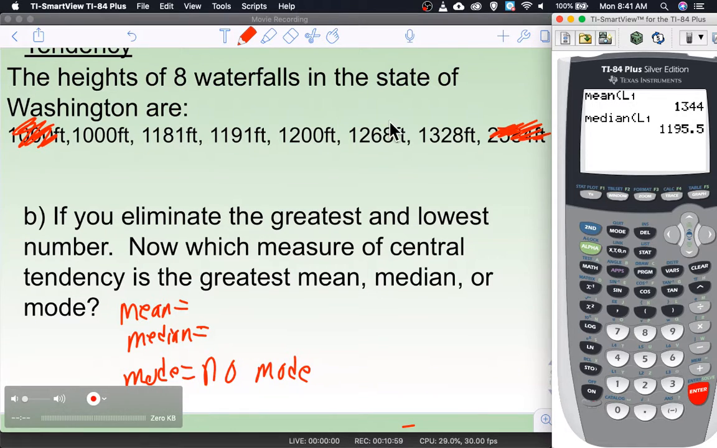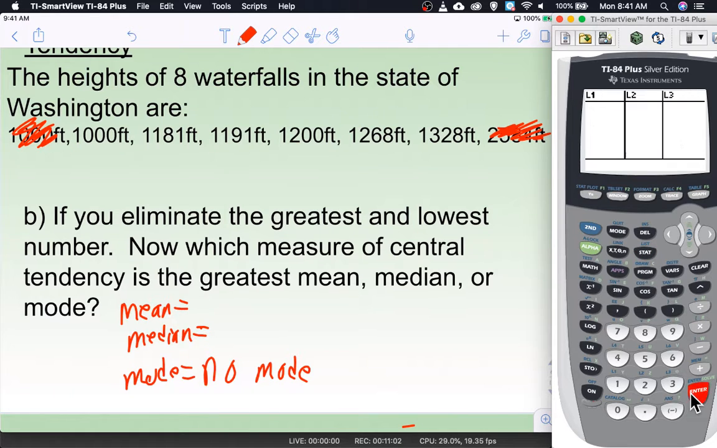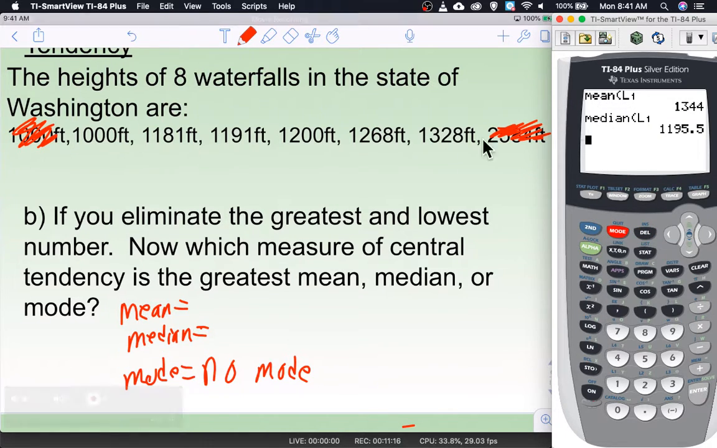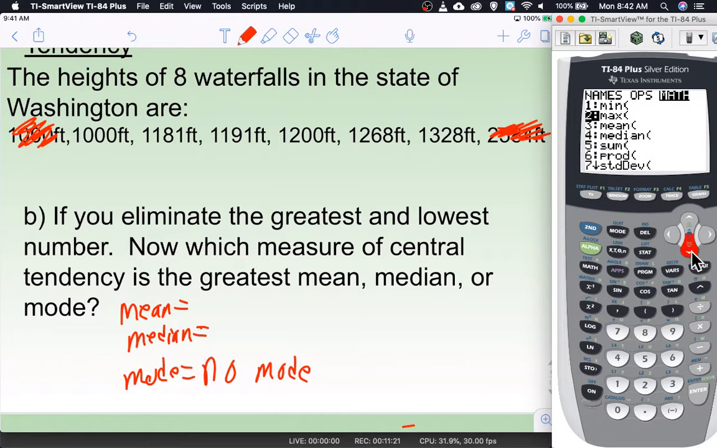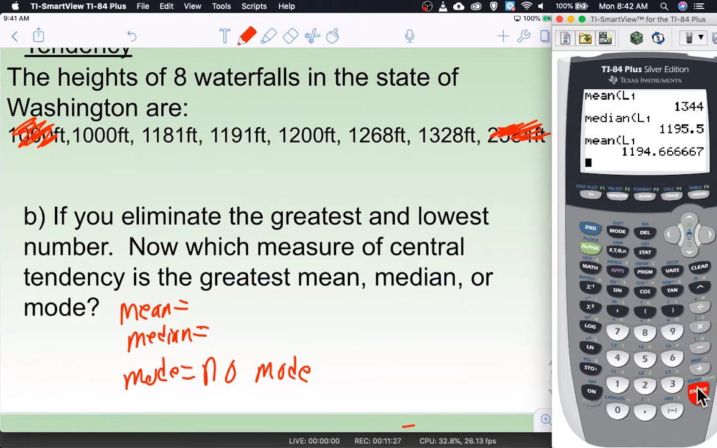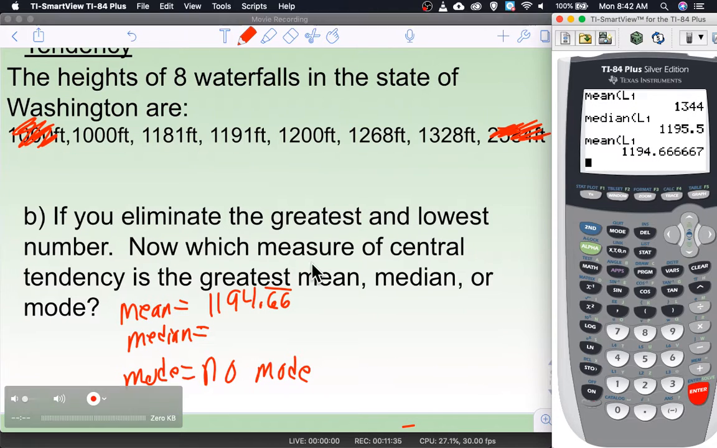Now, I could recalculate this, but I could also go in here and edit my list and just delete this one. He's gone. Go down and delete my big one. He's gone. And now I can recalculate my mean and median with my new list. So, mean of L1, 1194.66 repeated. Now, instead of using the calculator like that, I could have added these all together and then divided by 6.